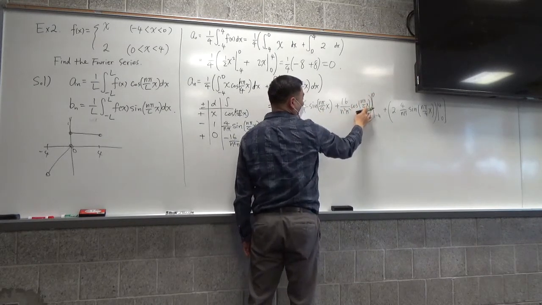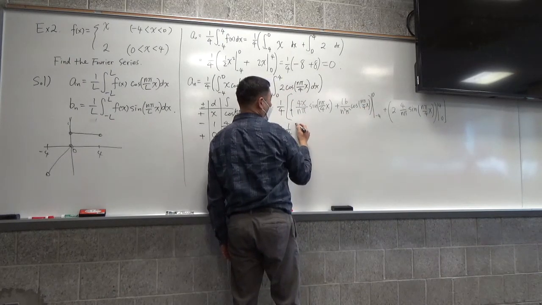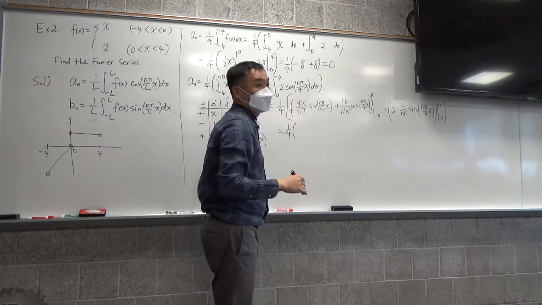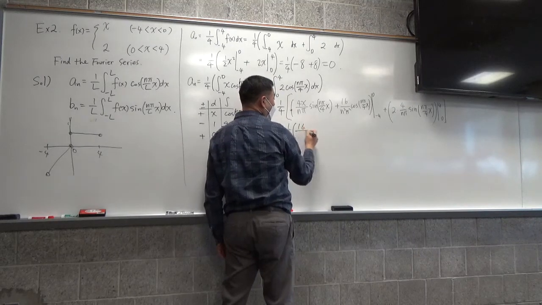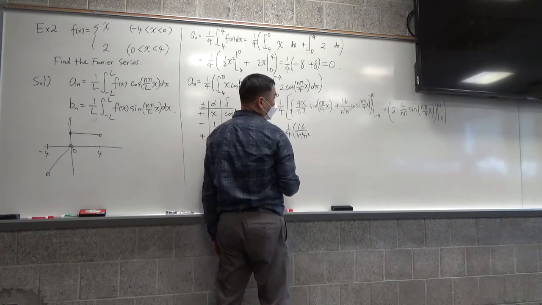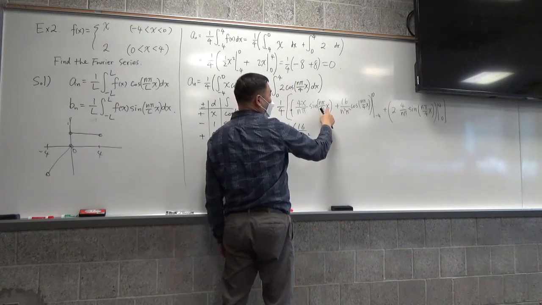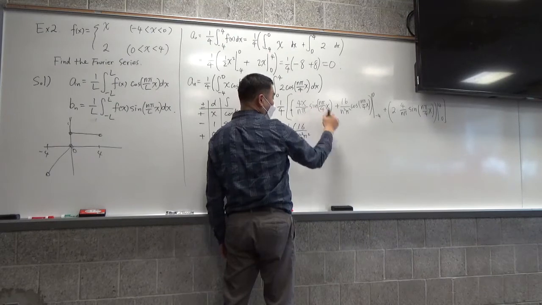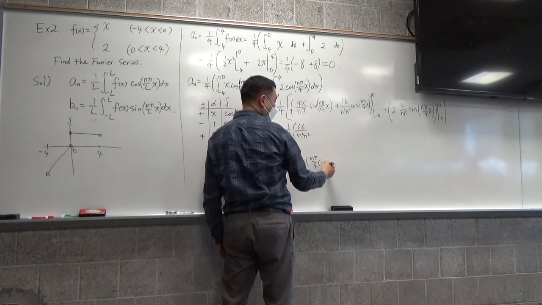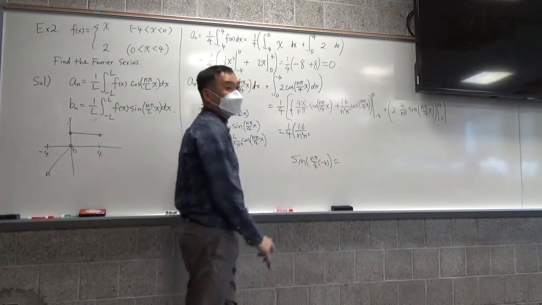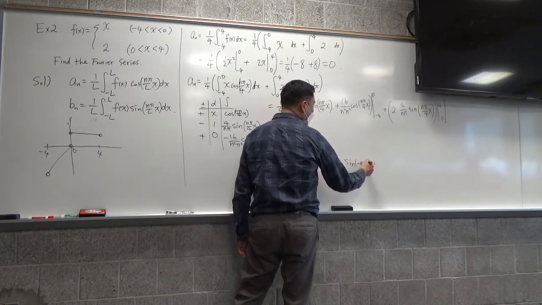When you plug in 0 here, what do you get? Cosine of 0 is what? 1. Right? So you get 16 over n squared pi squared. Minus, then you have to plug in negative 4. Now if you plug in negative 4, you get sine of n pi over 4 times negative 4. What's that? It will be sine of negative n pi.